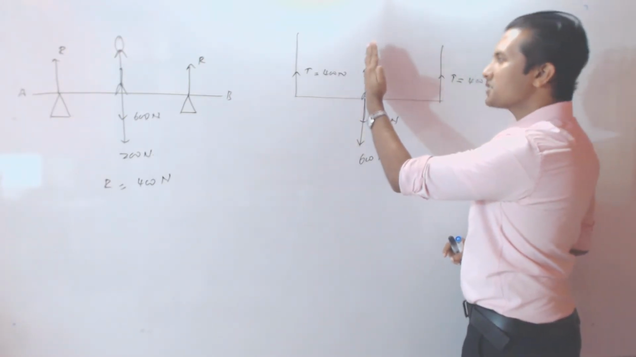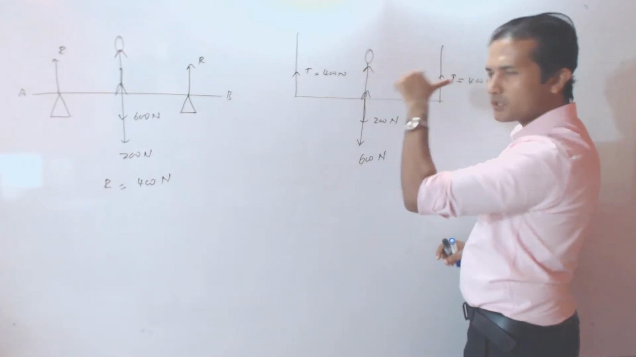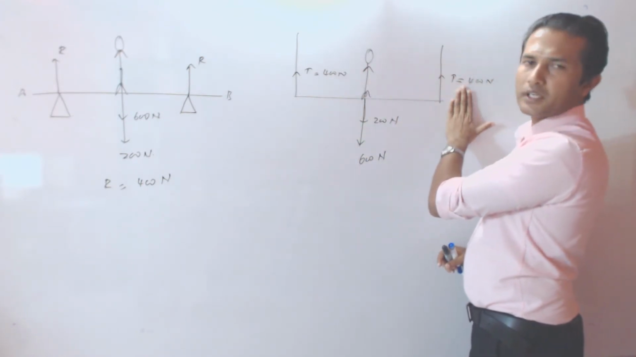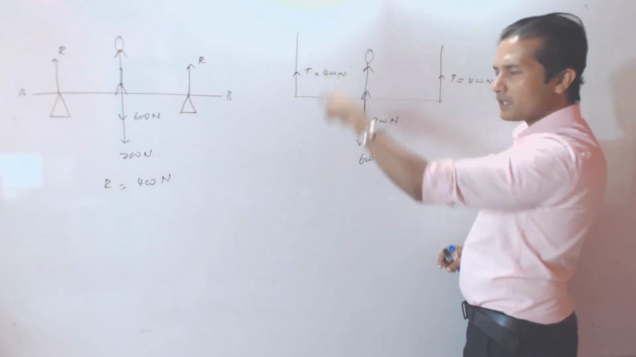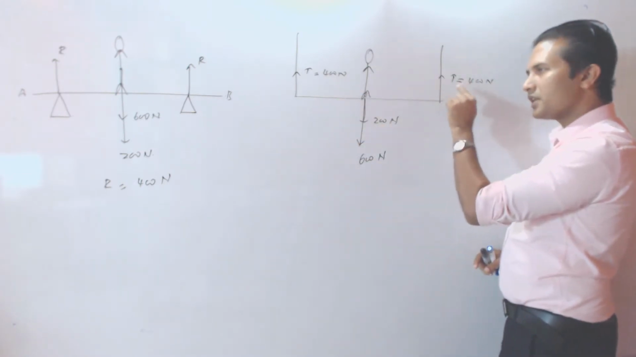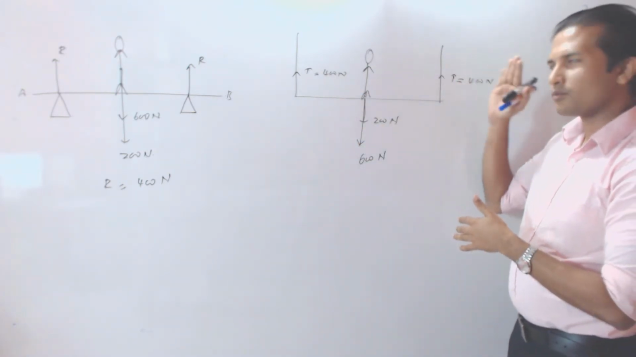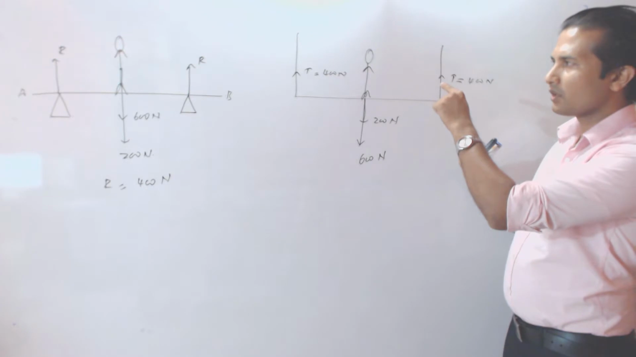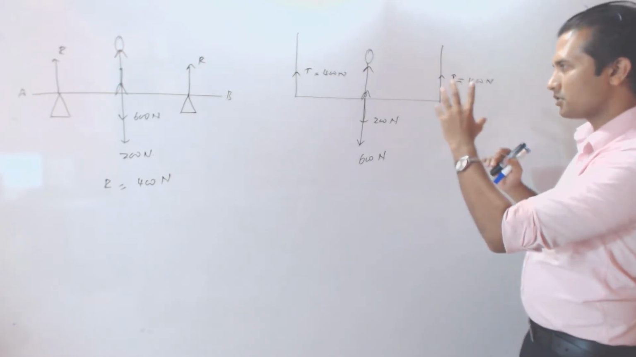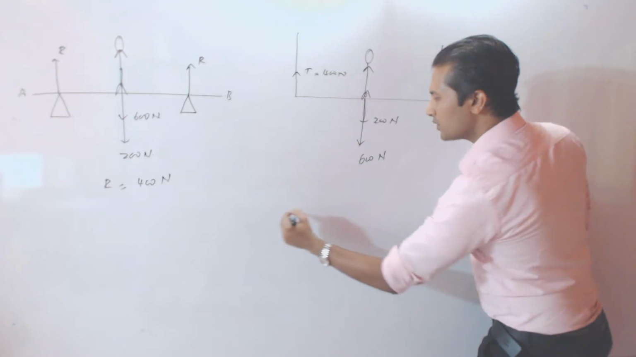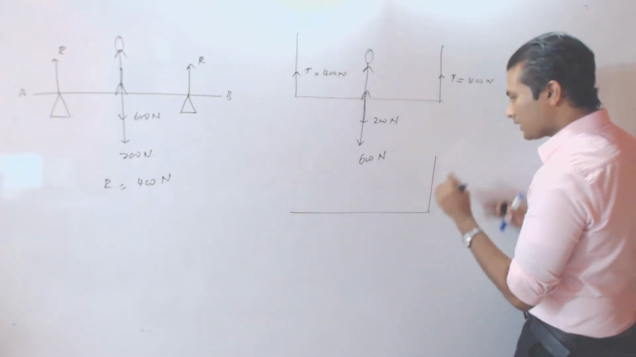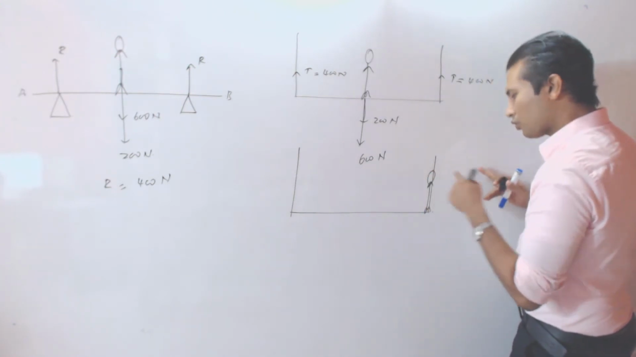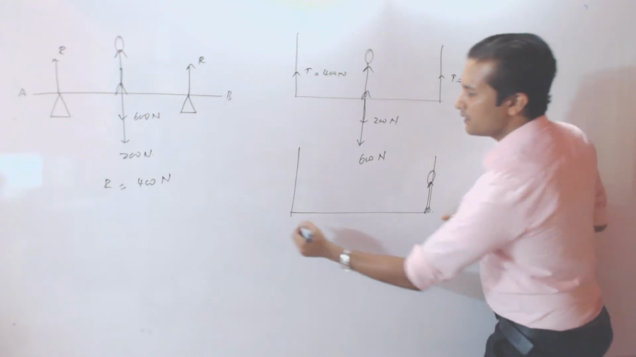What happens when this man moves towards the right? As we concluded in the previous case, this tension increases while the other decreases, which means the tension in the right string becomes greater than 400, so it fails. So actually we have to consider the tension in the string when the man is close to the right end.